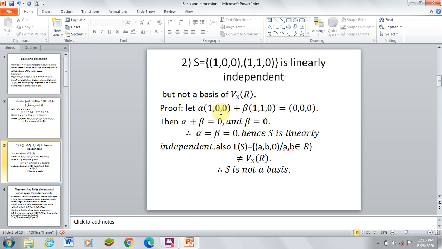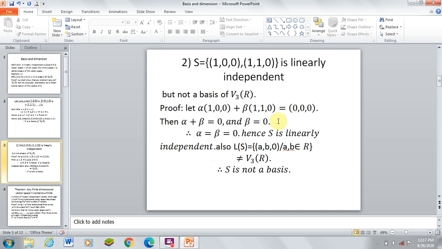Let alpha into (1, 0, 0) plus beta into (1, 1, 0) equal to the zero vector (0, 0, 0). Multiplying the scalars and adding, we simplify and compare the terms: alpha plus beta equal to 0 and beta equal to 0. Substituting beta equal to 0 in this equation, alpha equal to 0. So we get alpha equal to beta equal to 0. The scalar values are equal to 0. Hence, S is linearly independent.